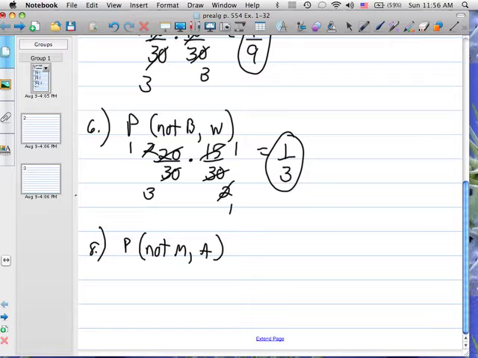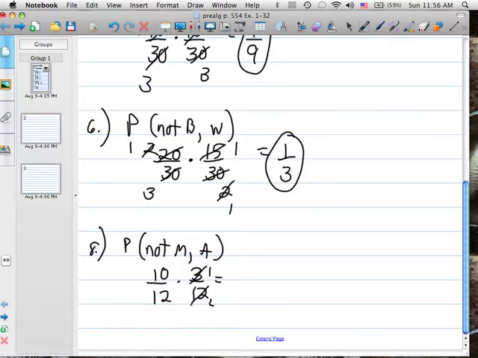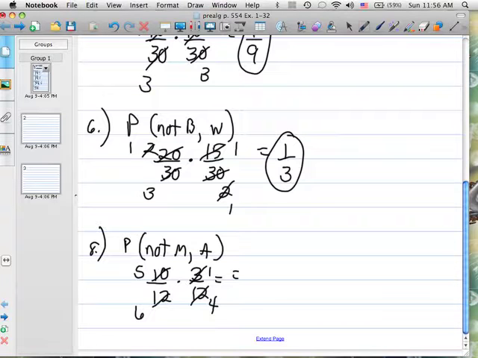So not M, there's a total of 12 cards. And there are 2 M's, so not M, there would be 10 that are not M. And the probability of A, there are 3 A's out of 12. And we put the cards back. Cancel. 2 goes into 10 five times and into 12 six times. So it's going to be 5/24.